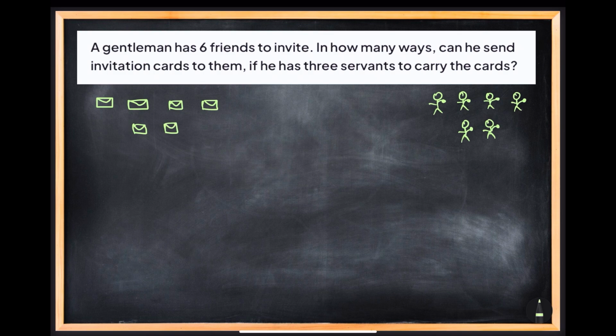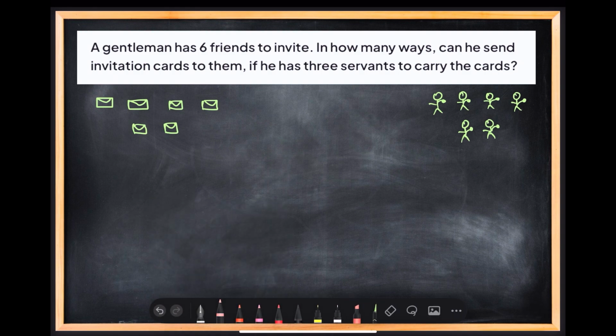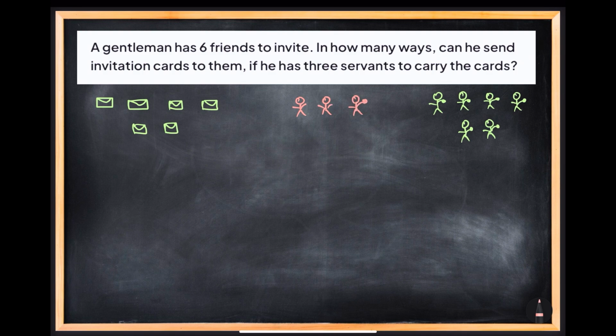so that person will send these cards to the friends via his 3 servants. Okay, so you can treat these persons as postmen. And this question is similar to ring and finger. Okay, now look at this.